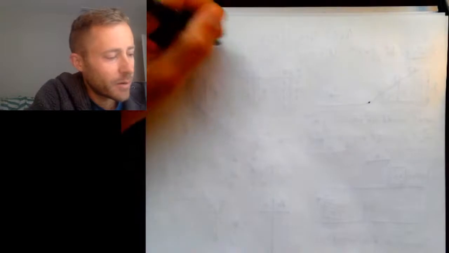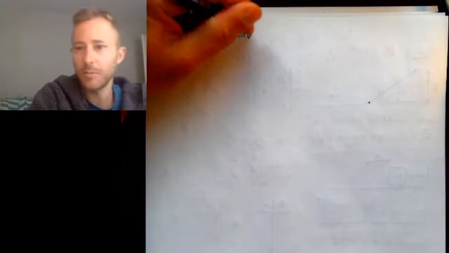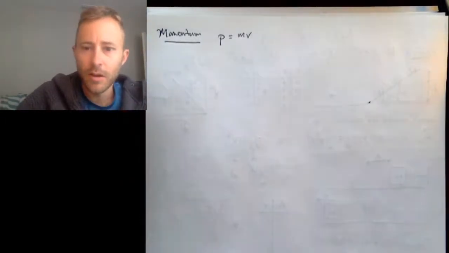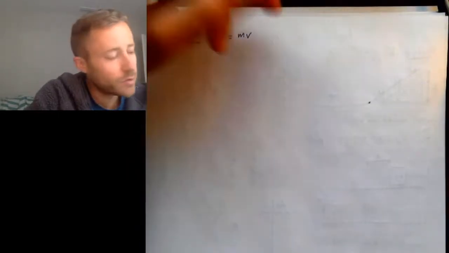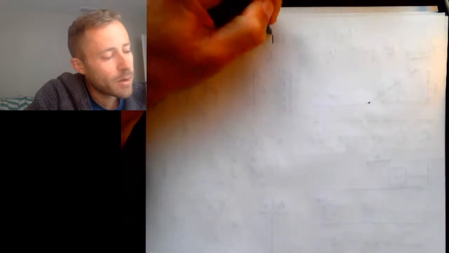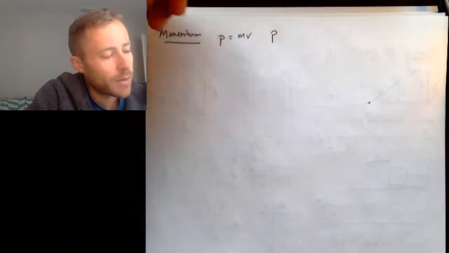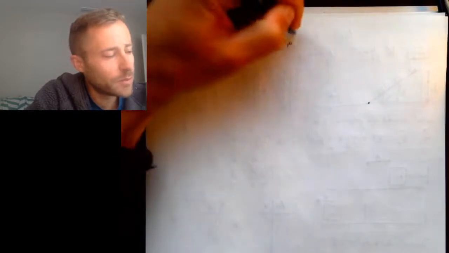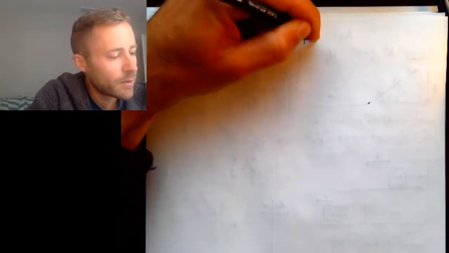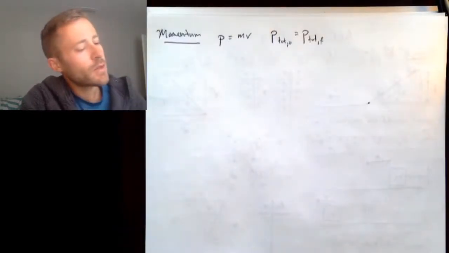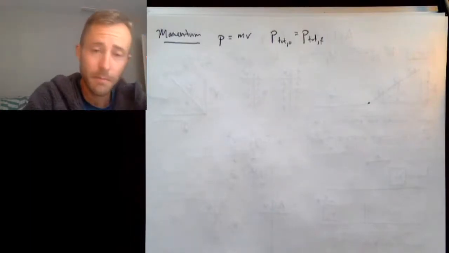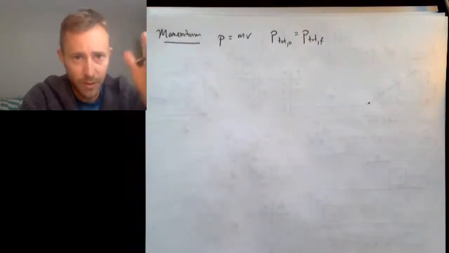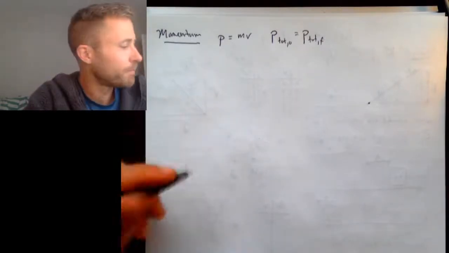Momentum is denoted by P, and the formula for momentum is P equals m times v. Momentum is conserved, so the total initial momentum is equal to the total final momentum. When I say total momentum, I mean the sum of the individual momenta of the parts of the system.